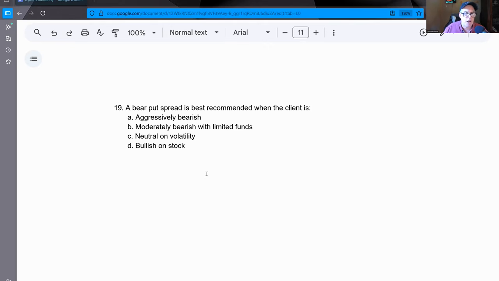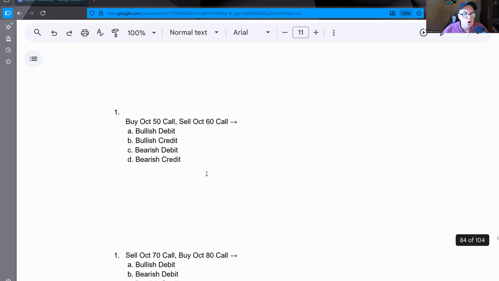Let's see. Yes, here we go. No premiums. Okay. Buy a 50 call, sell a 60 call. So you have to find the dominant option. Since it's the same month, you have to go with the strikes. The lower strike is the dominant. Is that bullish or bearish? That is bullish. So the whole spread is bullish. And since the buy is the dominant, buy means debit. So I am bullish, debit spread, A.